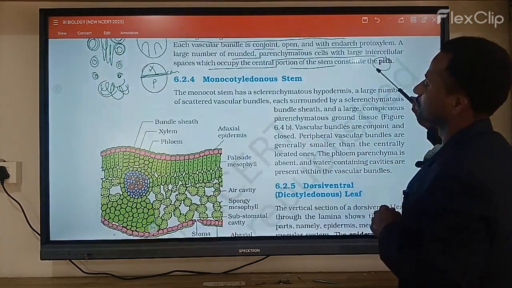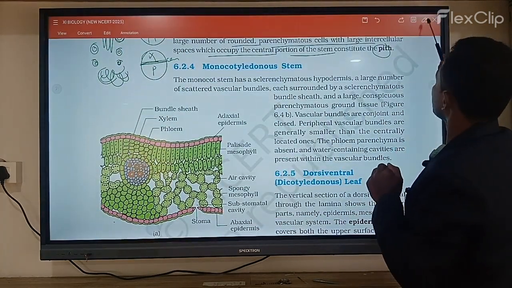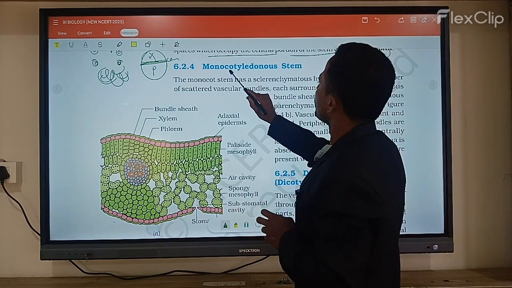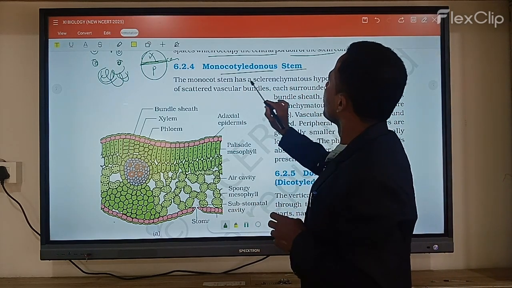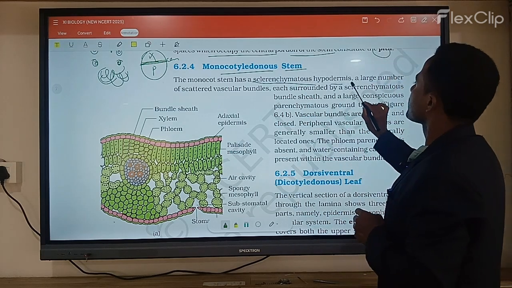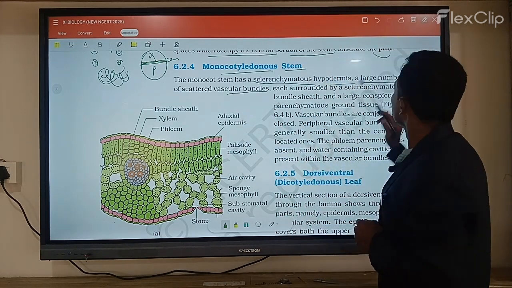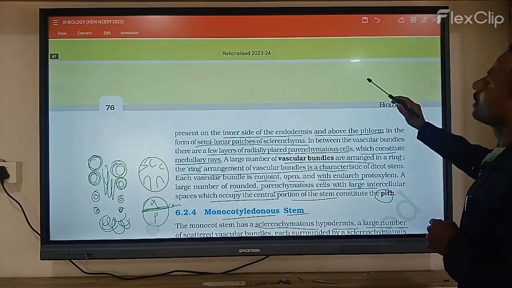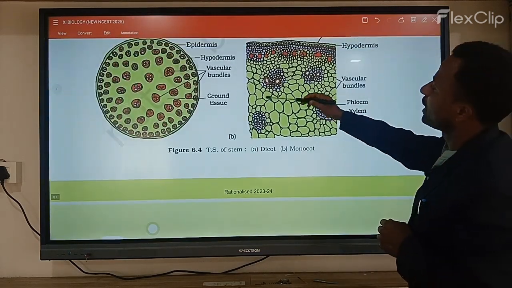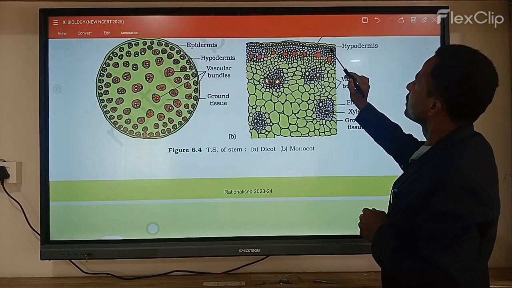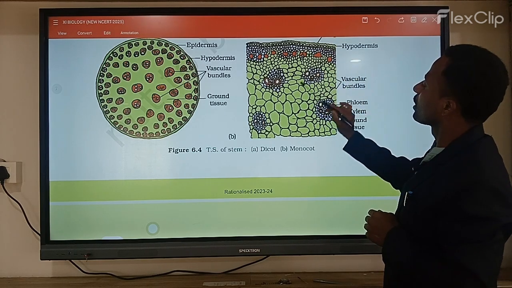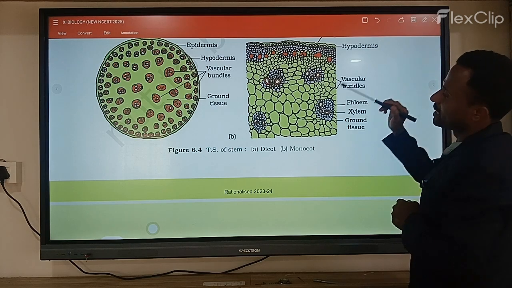the TS of monocot stem. The transverse section of the monocotyledon stem shows a sclerenchymatous hypodermis and a large number of scattered vascular bundles. Once you observe here, the scattered vascular bundles are present; this is the epidermis, and below it is the hypodermis, and here the scattered vascular bundles are present.